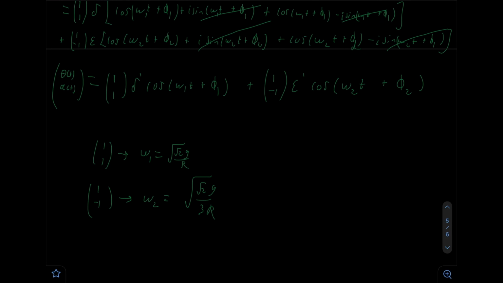That's it. When theta is equal to alpha, then this will cancel out because there is no dependence of theta plus alpha on cosine of omega 2 t plus phi 2. Whereas if theta is equal to negative alpha, then this term will vanish because there's no dependency of theta minus alpha on cosine of omega 1 t plus phi 1. Okay?